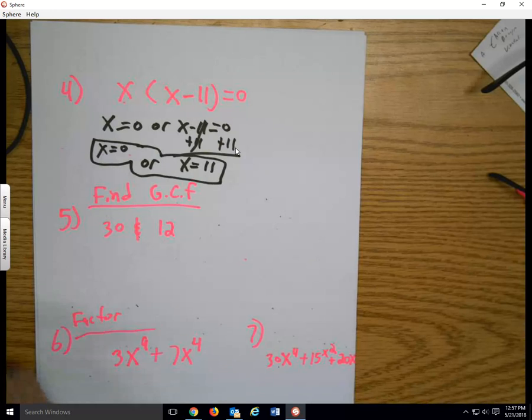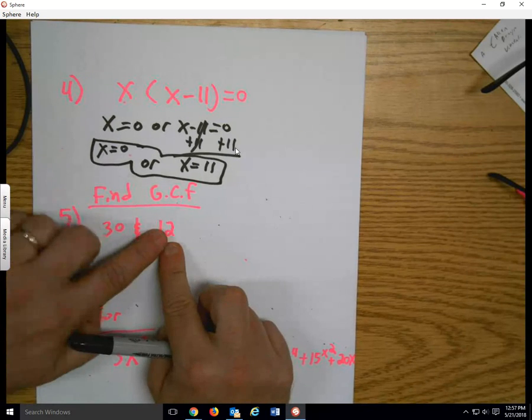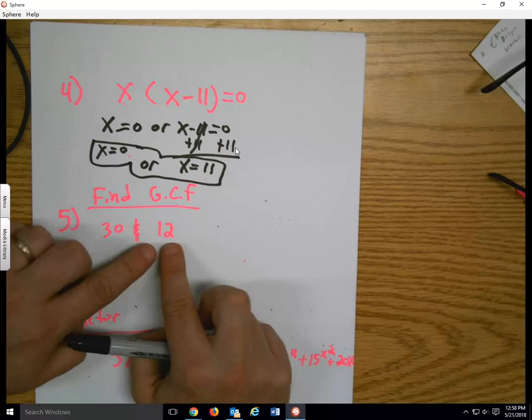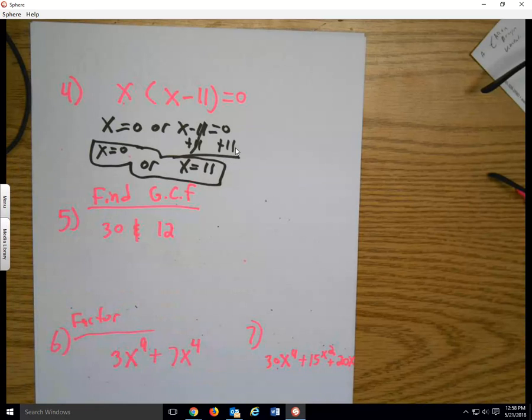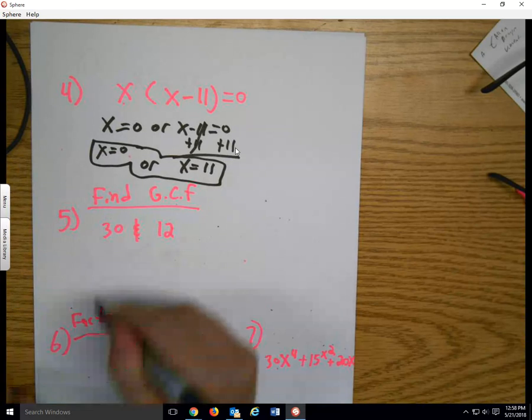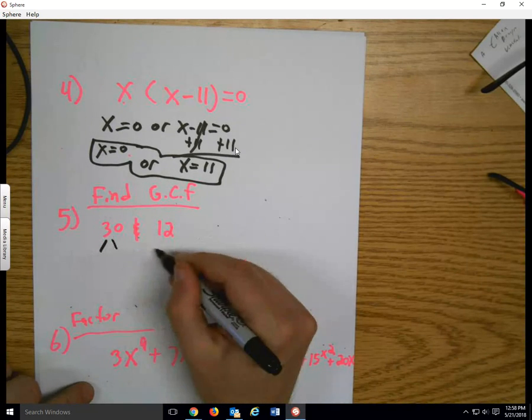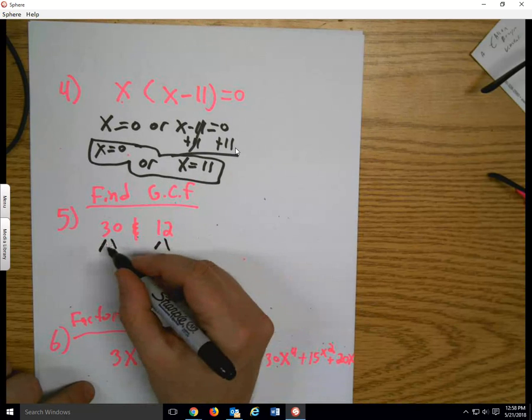Okay, find the GCF. There's a lot of ways you could do it. One strategy a lot of students use is they try the smallest number and see if it can go into both. But if you count by 12s, it doesn't go into 30: 12, 24, 36. So it doesn't work this time. It's a good strategy.